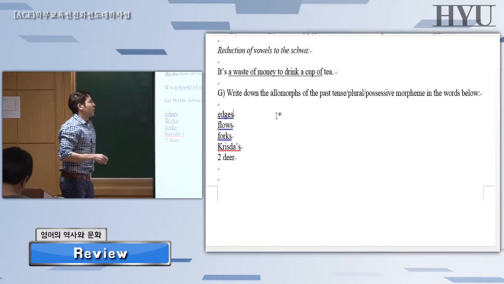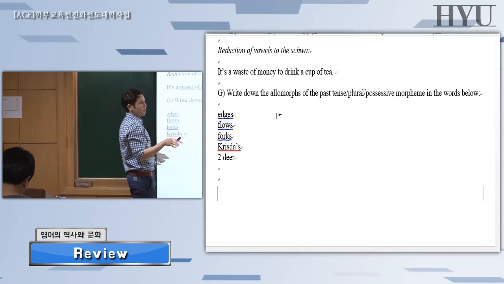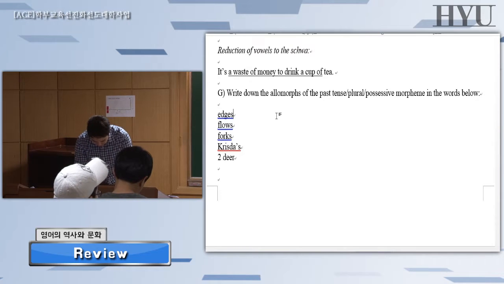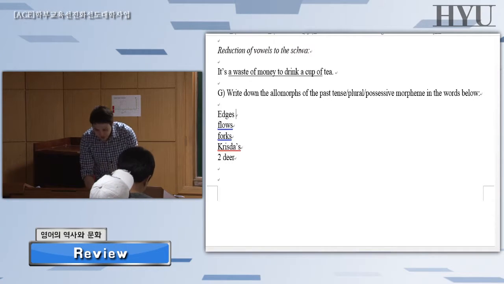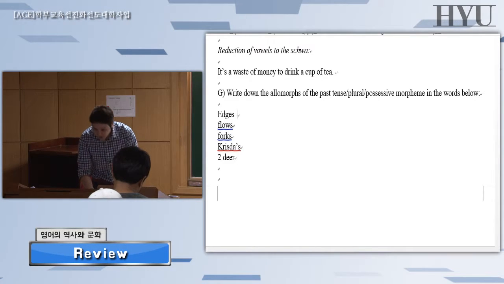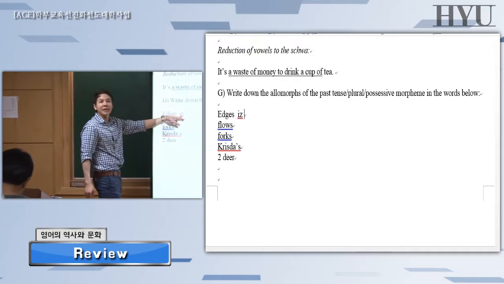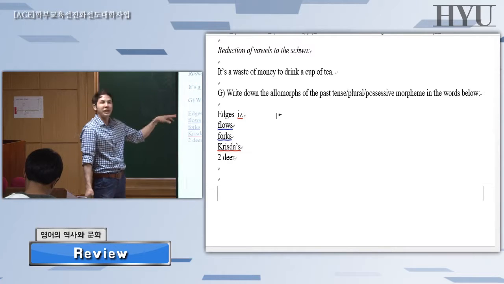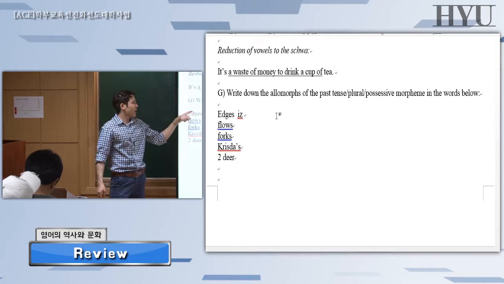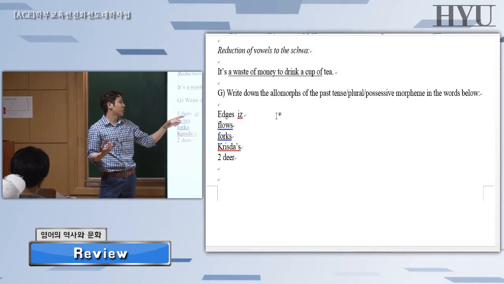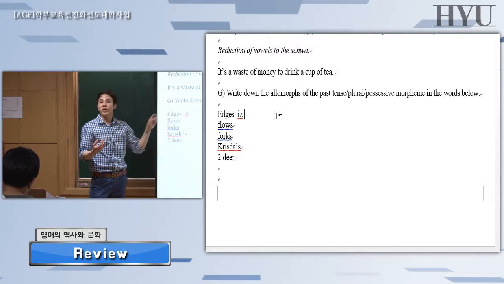Now, last one, for G. Write down the allomorphs to the past tense, plural, or possessive morpheme in the words below. We talked about this before, so we should be able to do this pretty quick. So number one, ages. In this case, we have the "iz" or "uz", schwa plus a Z as the allomorph. Ages, like this. Edges, right? Because the preceding sound is a sibilant sound, an affricate sound, we have to put a vowel in there.